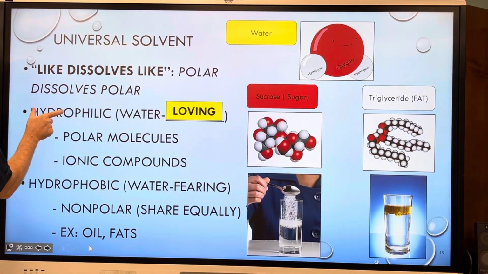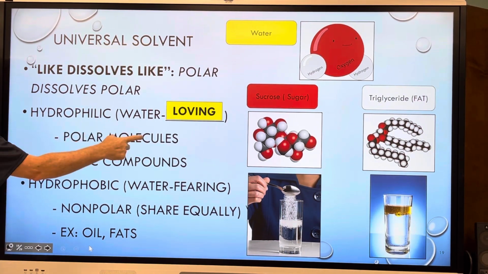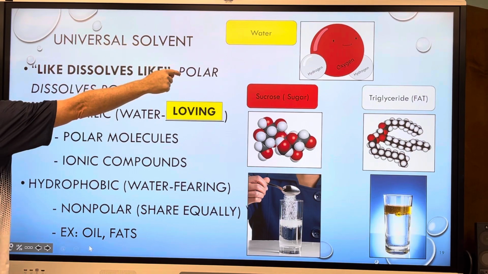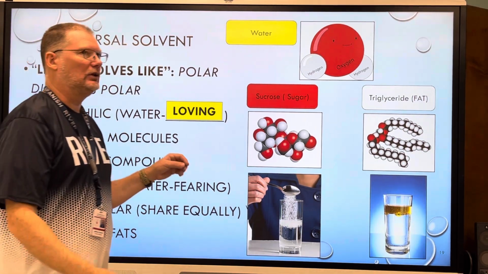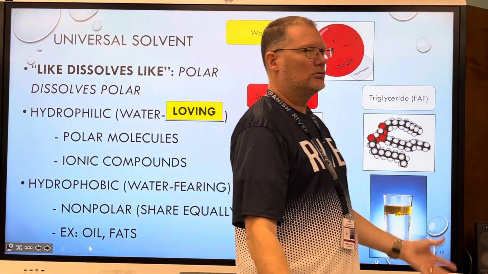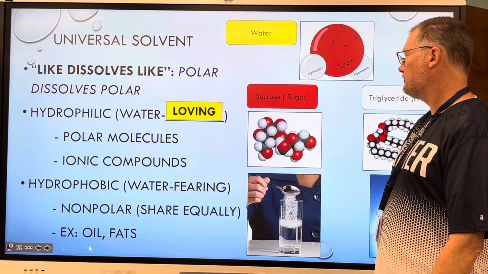So hydro means water, loving. And polar molecules, because water is polar. And ionic compounds are polar, like salt. Salt, ionic. Sodium chloride is ionic. Okay?